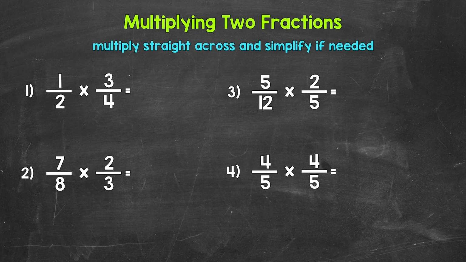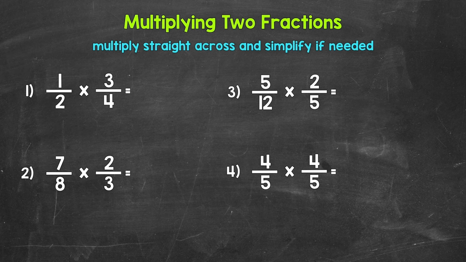So starting with multiplying two fractions, let's jump into number 1, where we have 1/2 times 3/4. Now when we multiply fractions, all we need to do is multiply straight across. So multiply the numerators, the top numbers, and then multiply the denominators, the bottom numbers. That gives us our answer, and we can simplify that answer if needed.